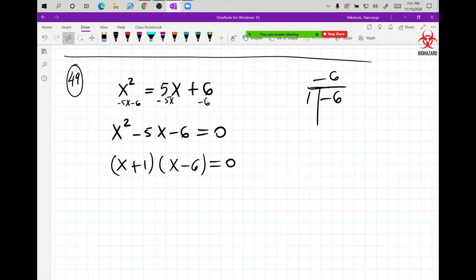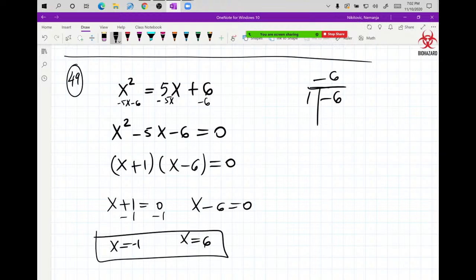All right, what next? You do x plus 1 equals 0 and x minus 6 equals 0? Yes. It's called the zero product rule. So we set each one of these parentheses independently to their own 0, and then we solve simple equations here. So x is -1 and x is 6 when you add 6 to both sides.